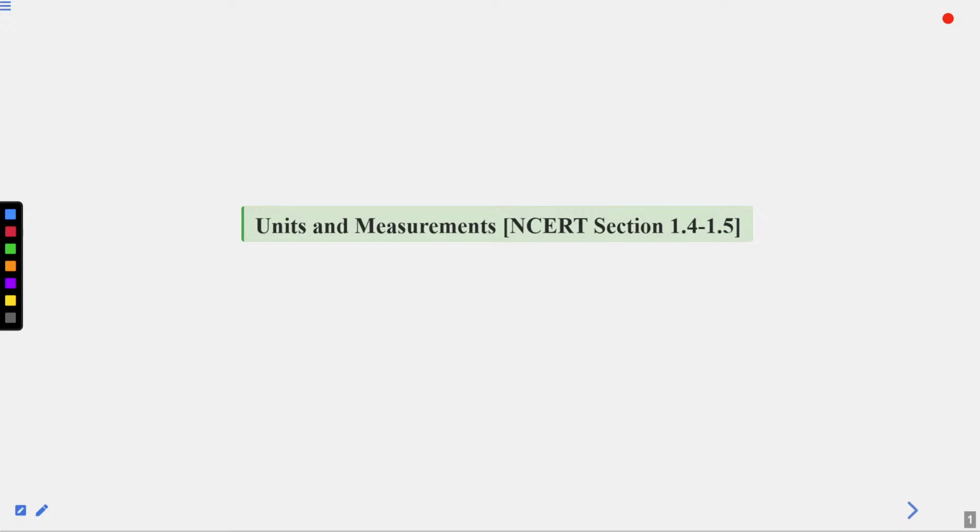Hello students, in today's lecture we are going to learn about units and measurement, NCERT sections 1.4 and 1.5.